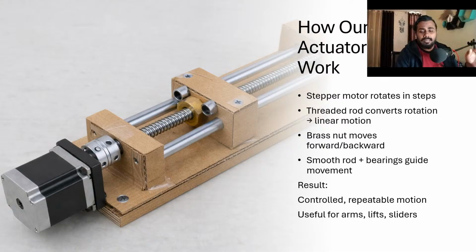Then we have the brass nut. This brass nut is the most important part of this whole actuator. It actually gives the whole movement to this machine, specifically for prototyping. So the brass nut moves forward and backward. It does it really fast, not this slow. Smooth rod, bearings guide movement. We have these bearing guides to keep the movement smooth so that it can move back and forth really smoothly, really fast, right? So we have these bearing guides.